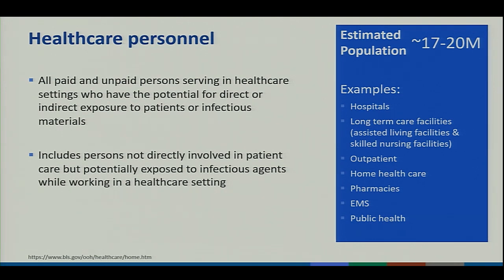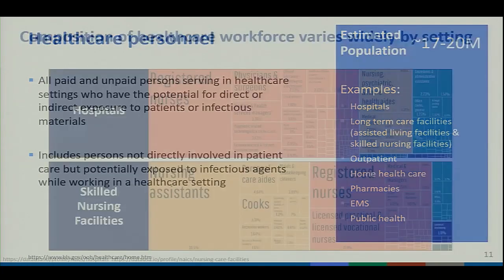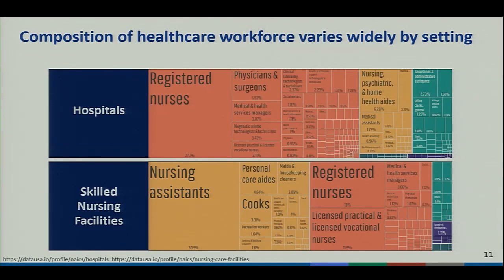This estimate comes from the Bureau of Labor Statistics. Although not exhaustive, some examples include hospitals, long-term care facilities, which include assisted living facilities as well as skilled nursing facilities, outpatient, home health care, pharmacies, EMS, and public health. Next slide. Also shown during the July ACIP meeting, the composition of healthcare workers varies widely by setting, as you can see here in the comparison between hospitals and skilled nursing facilities. Next slide.